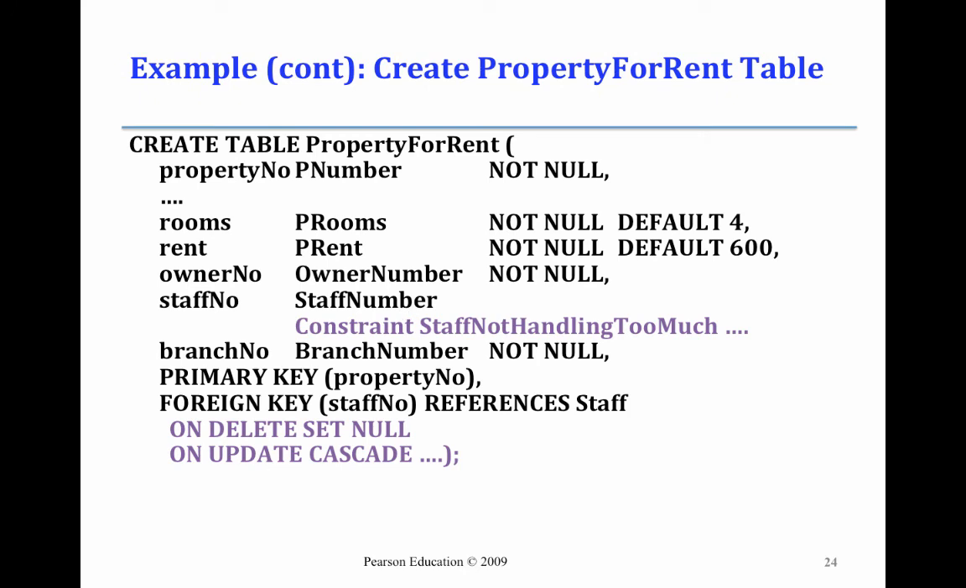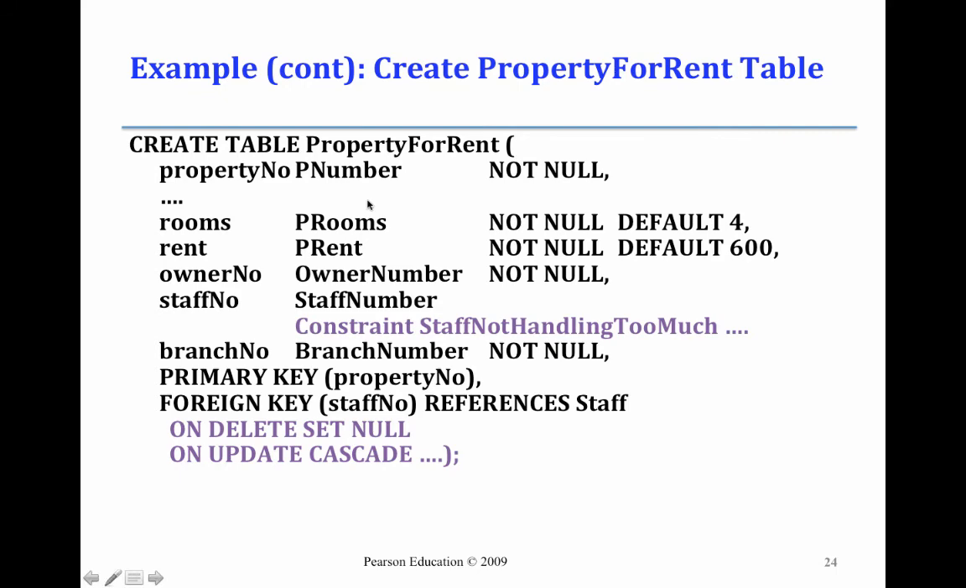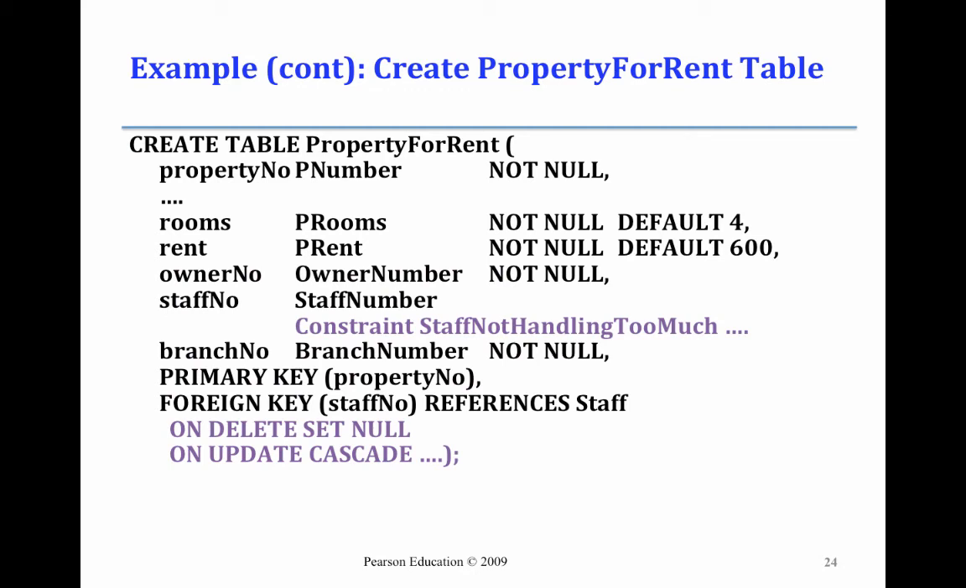So here we're creating the table for property for rent. I'm assuming this is the full SQL standard, so P number, P rooms, P rent, I defined them all as domains on the previous slide. And by the way, in my notes, when I underline something, that's the primary key. So when you see me underline something, I mean primary key. So here I'm declaring property number to be a P number, not null. And then down here, I'm defining it to be the primary key.